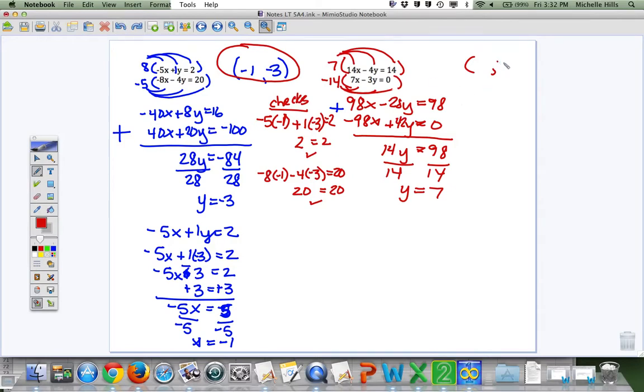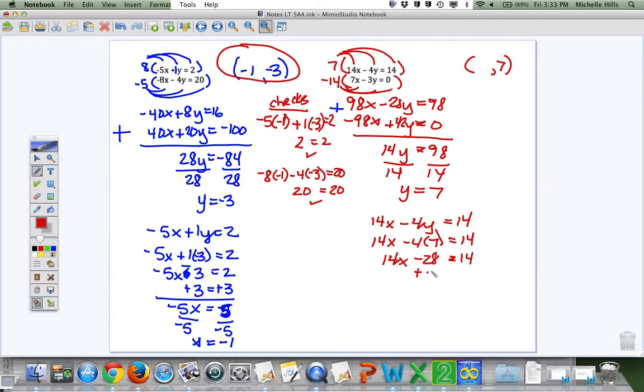Y is 7. To find the x, just to make it easier, I'm always going to use my first equation. 14x minus 4y equals 14. If you think the second one looks easier to use, please use that. It doesn't matter. So 14x minus 4 times 7, because I just found y was 7, has to equal 14. So this becomes 14x minus 28, multiplying those together, equals 14.